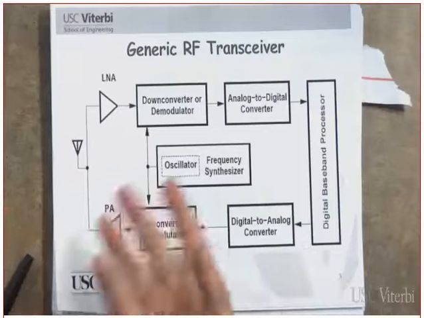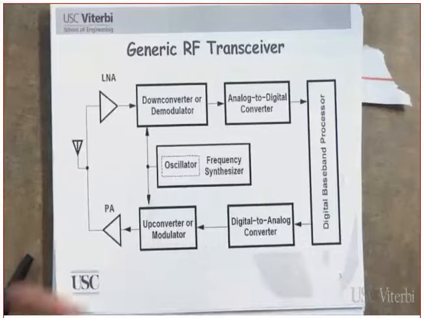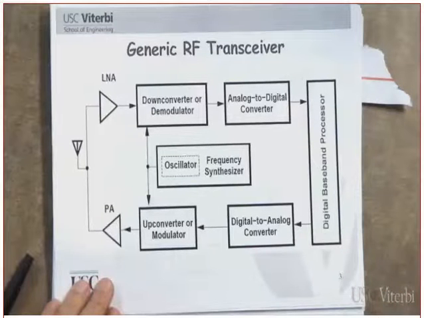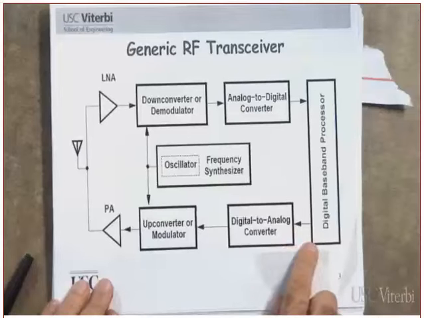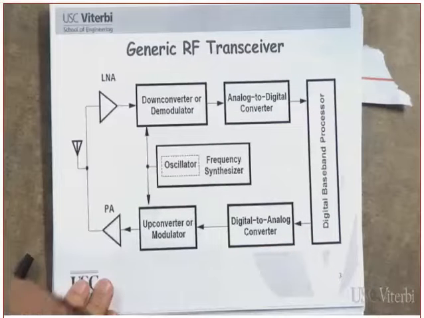An up converter could be the same as a modulator, but it does not need to be that way. Clear? An up converter or a modulator is a device that will shift the spectrum from around 0, which is the baseband, to around the so-called carrier frequency, the RF signal.